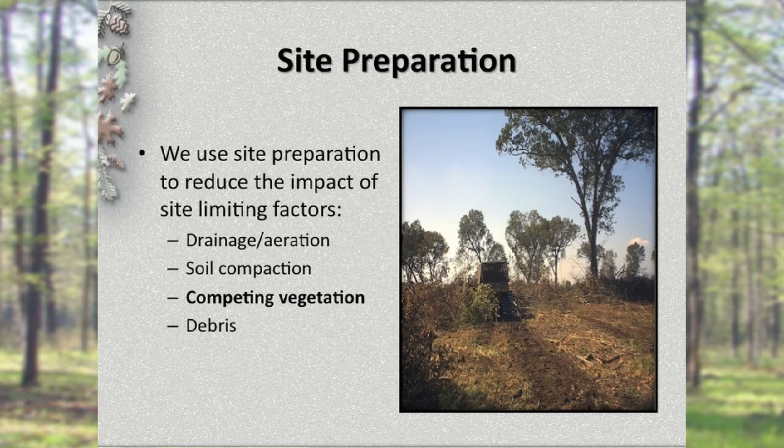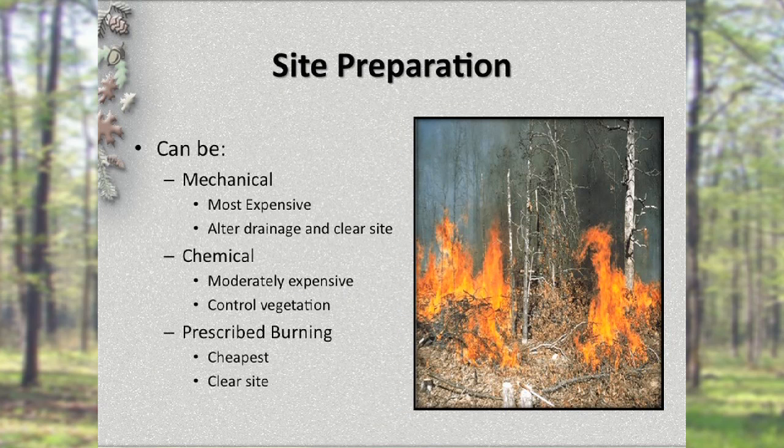Okay, in summary, we use site preparation to reduce the impact of site-limiting factors. These factors include drainage or aeration, soil compaction, competing vegetation, and debris on site. The competing vegetation is typically our number one limiting factor here in the southeast. In other parts of the country, it may be compaction, it may be drainage, but here it's typically competing vegetation.